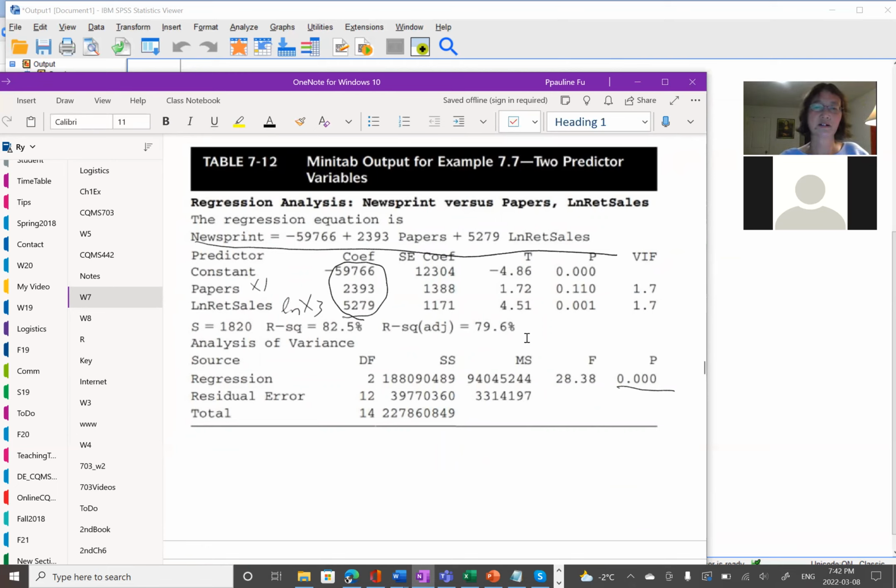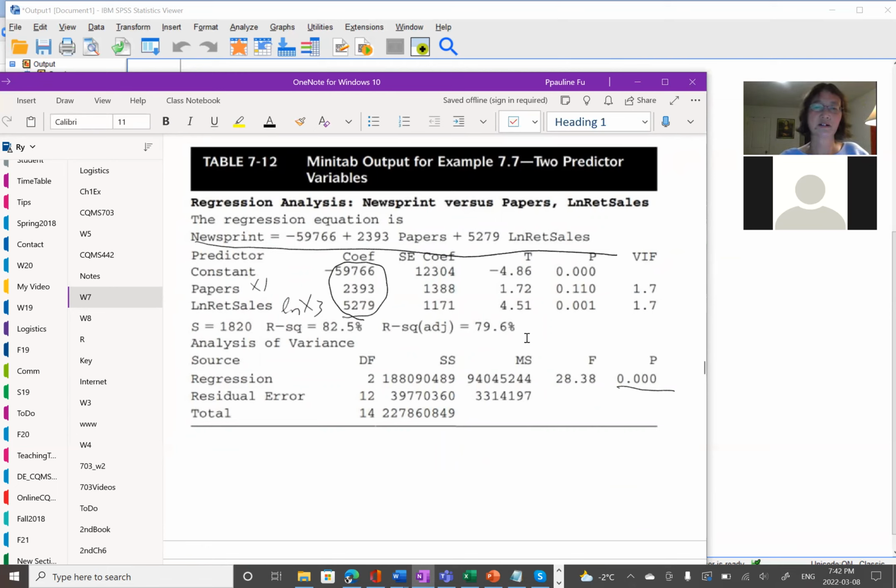All right, so next example, 7.8 is about select the best regression equation. Sorry for the typo. It should be regression equation, not regress equation. Regression equation. Okay.